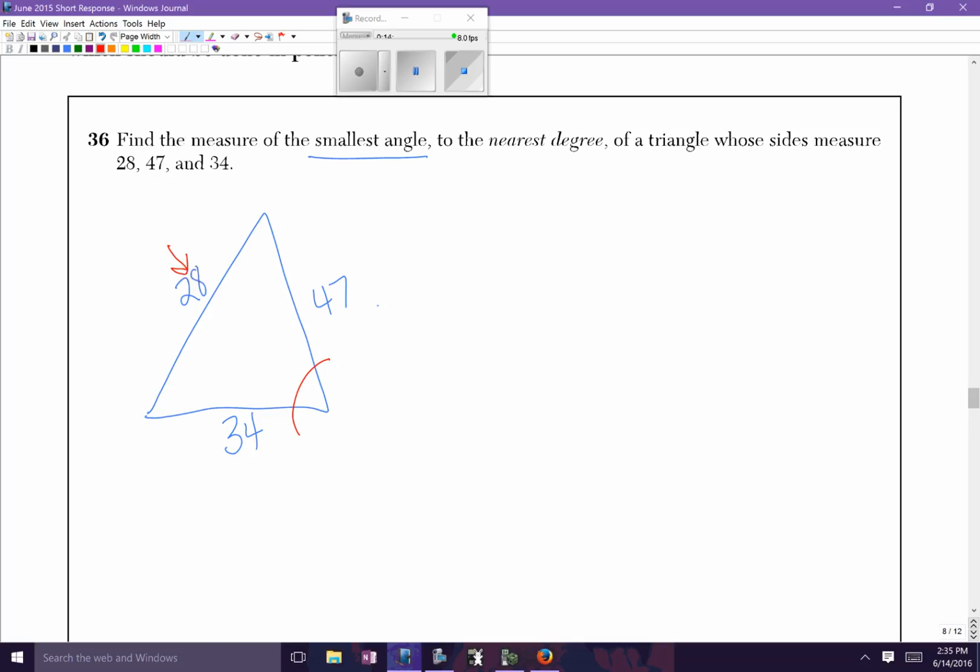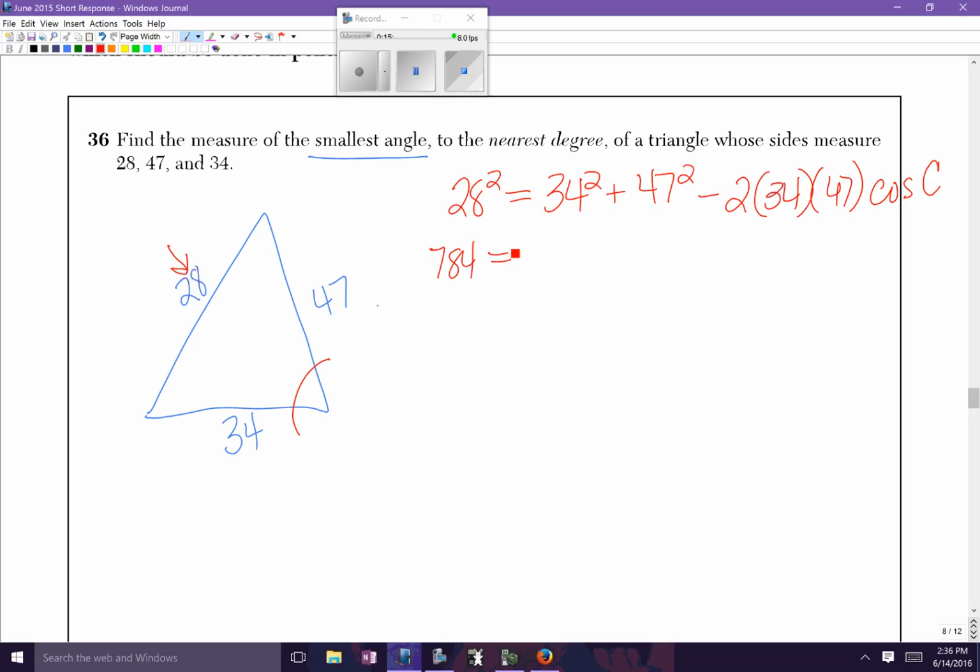So I'm going to start with my side of 28, and I'm going to say 28 squared equals 34 squared plus 47 squared minus 2 times 34 times 47 times cosine of C. So now, as I've said before, we're going to evaluate 28 squared. You get 784. I'm going to evaluate 34 squared plus 47 squared. I get this value, 3,365. I'm going to evaluate 2 times 34 times 47.